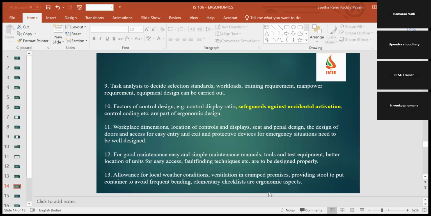Then allowance of local weather conditions, ventilation in cramped premises, providing a stool to put the containers to avoid frequent bending, or elementary checklist or ergonomic aspects. Okay. Allowance of local weather conditions.